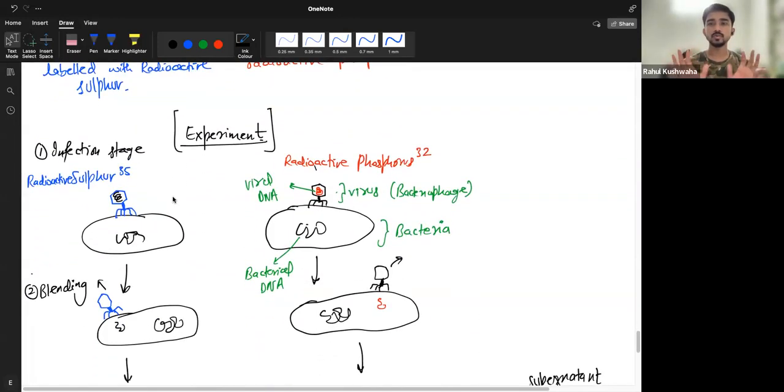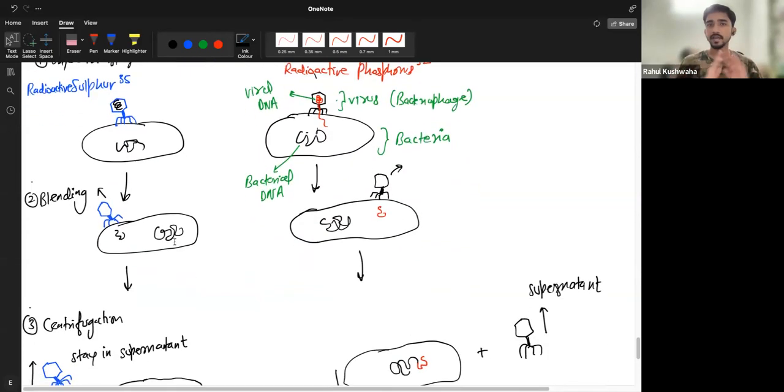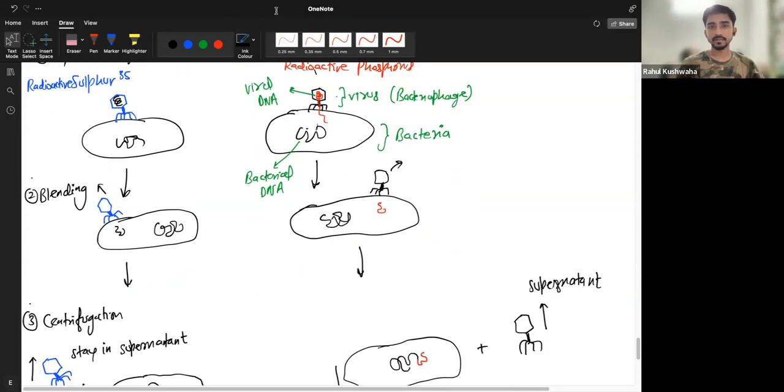Then simply you do this experiment. You allow these two differently labeled viruses to infect the bacteria. So the first stage is infection. These viruses will infect the bacteria and send their DNA inside. When they send the DNA inside, in the case of phosphorus, the DNA is labeled; in the case of sulfur, the protein is labeled. Then after infection, they give time for the infection.